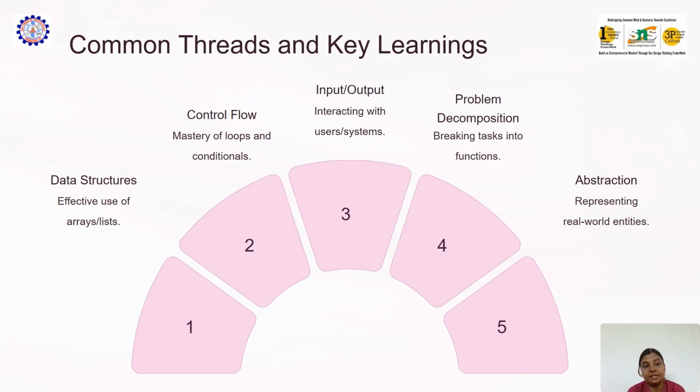Common threads and key learnings. Data structures: effective use of arrays or lists. Control flow: mastery of loops and conditionals. Here, the input or the output is interacting with the users or systems. Problem decomposition: it breaks the task into functions. Abstraction: representing real world entities.